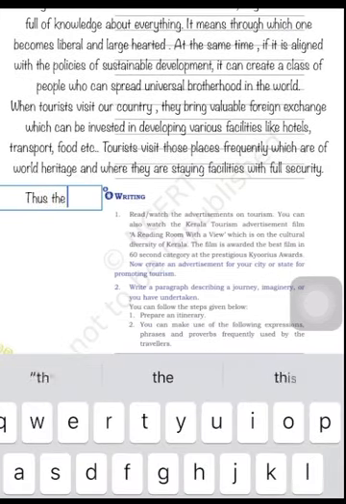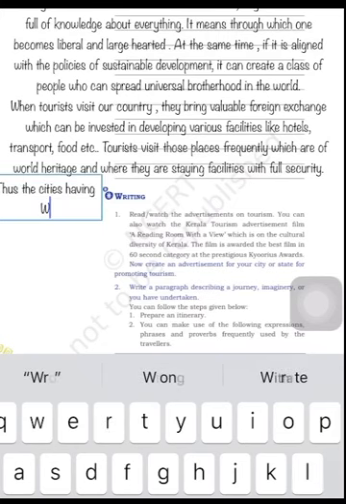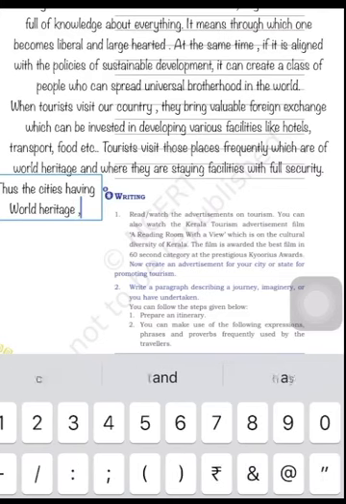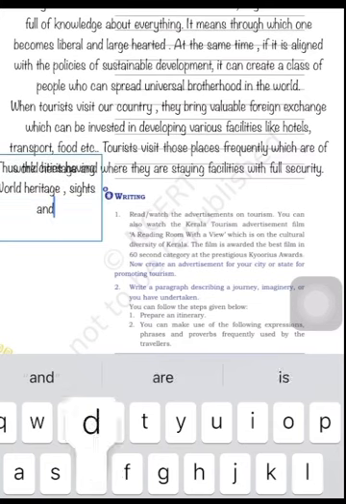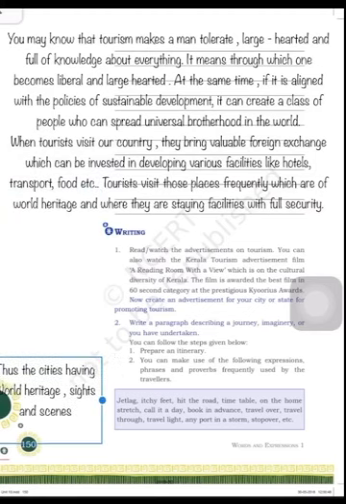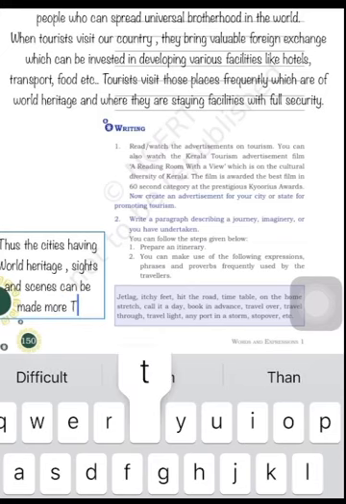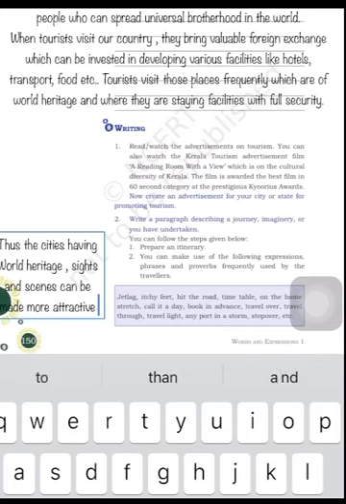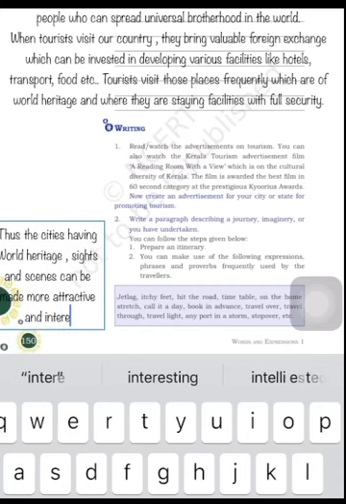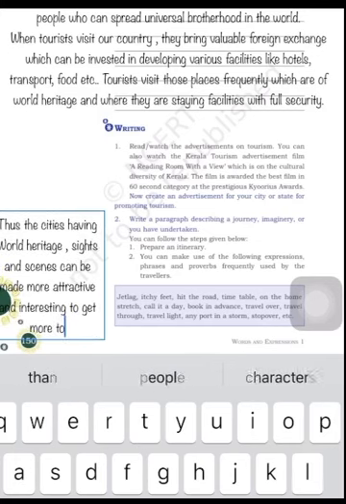Thus, this city is having World Heritage sites and scenes. And scenes can be made more attractive and interesting to get more tourists.